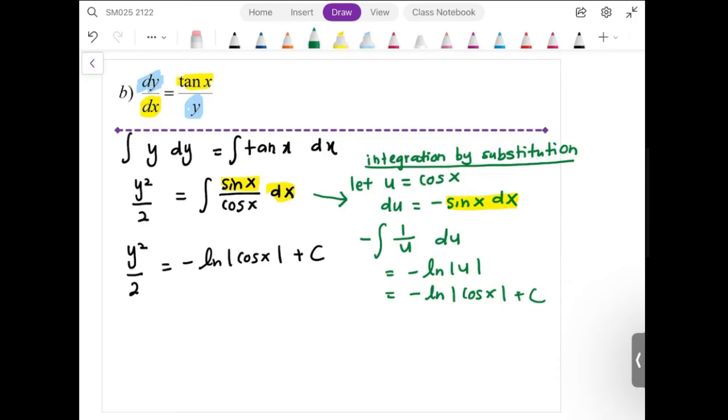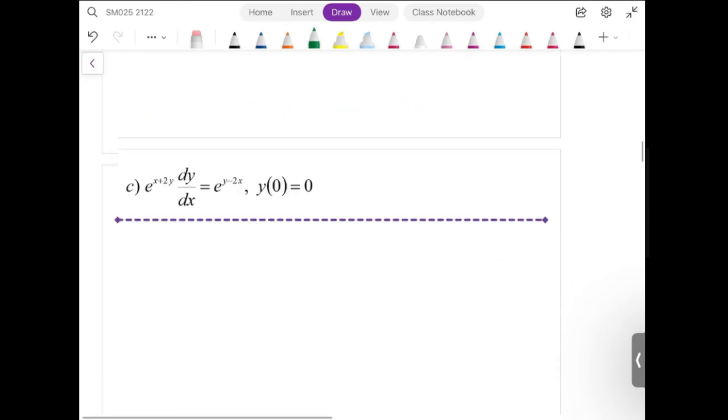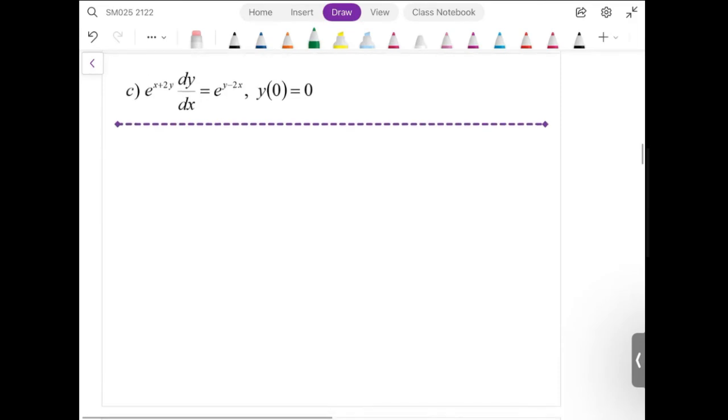Okay, settle for B. I'll proceed. We go to the next level. Question number C. So, we have e to the x plus 2y times dy over dx, and then e to the power of y minus 2x. And then we have y of 0 equal to 0. It means that now we have an initial condition. If there's an initial condition, we need an extra step. We have to find the value of C. We can't leave the answer hanging.